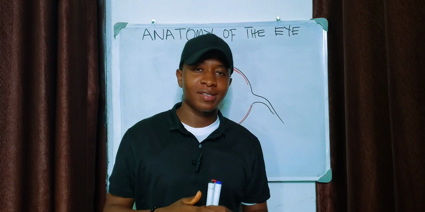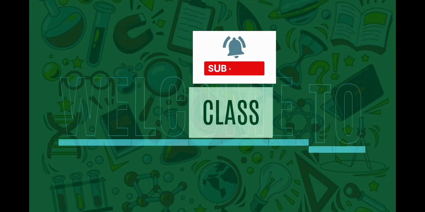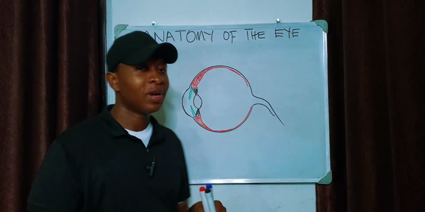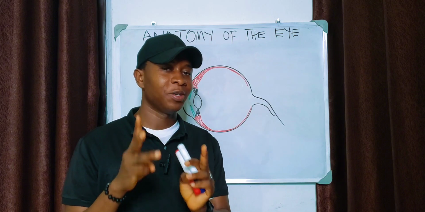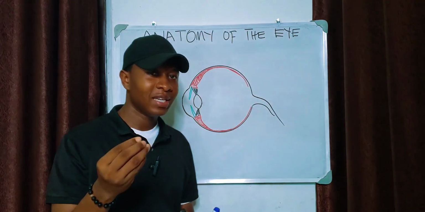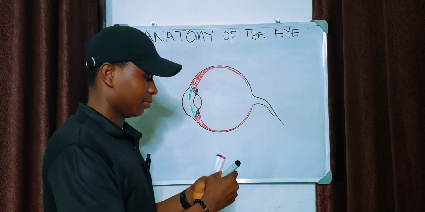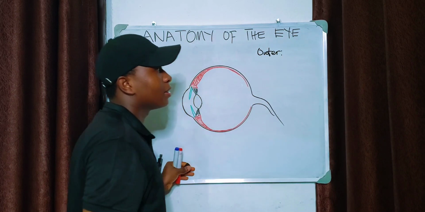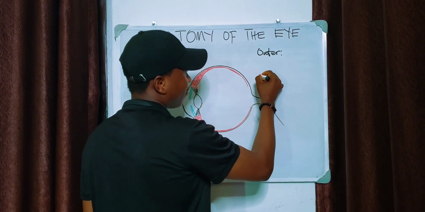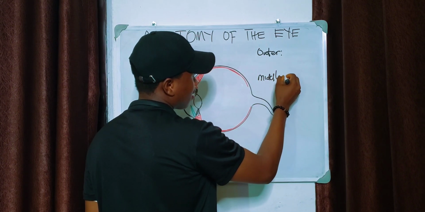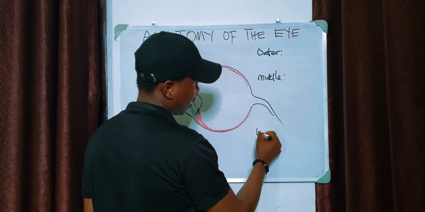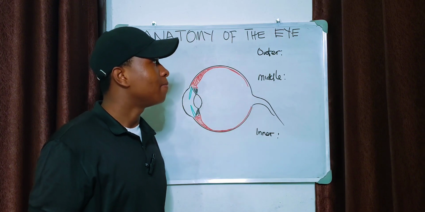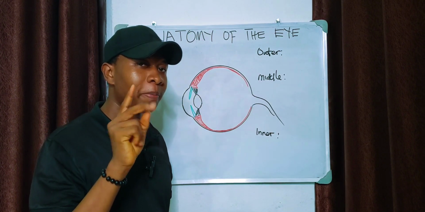Hi guys, so let's quickly look at the anatomy of the eyeball now. So whenever I want to talk about the eyeball, I love dividing it into three major parts. Okay, so it's easily understandable. Number one, we have the outer part. We have the middle part, and we also have the inner part.